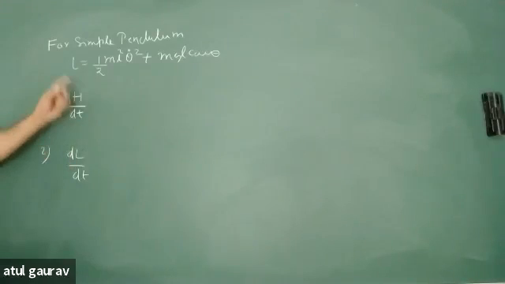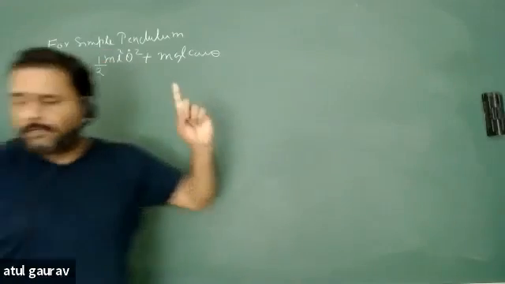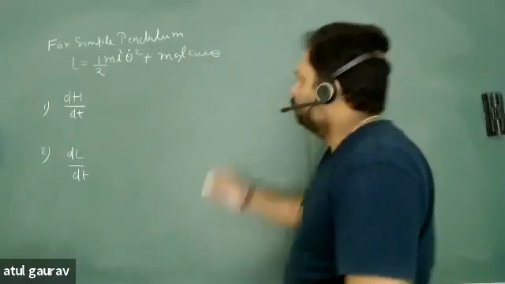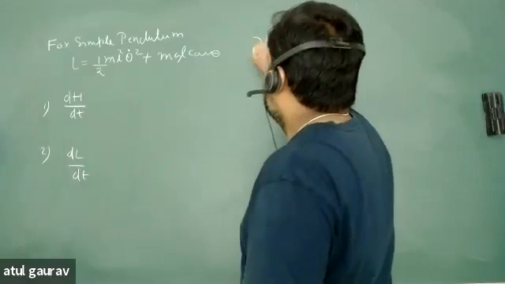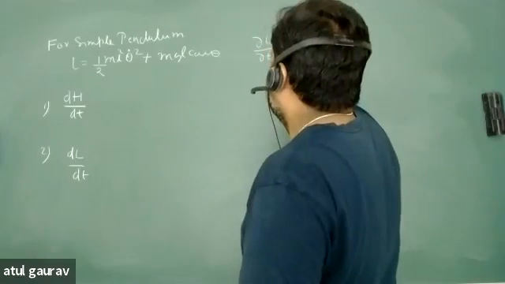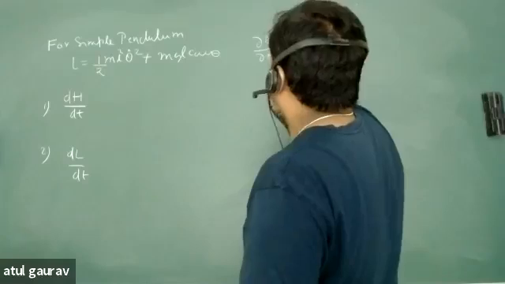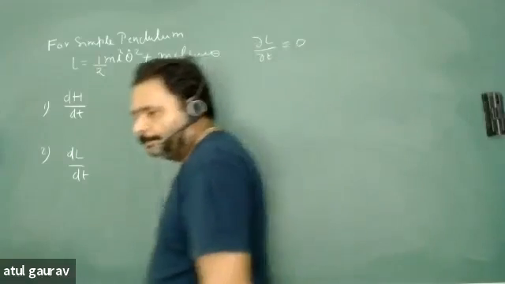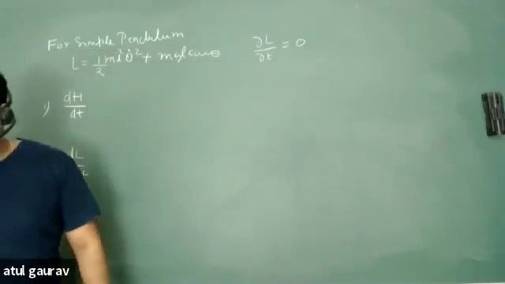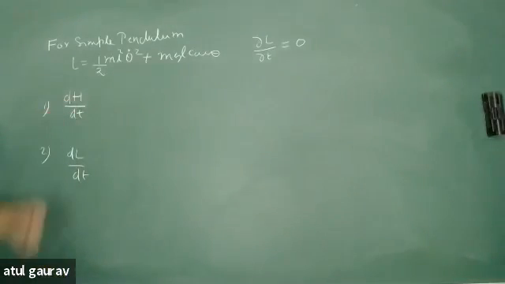So two things, and please note, this Lagrangian is not an explicit function of time. This Lagrangian is not an explicit function of time. So del L upon del t is equal to 0. So this is equal to 0, you know. Let's try to find out what will be dH upon dt.